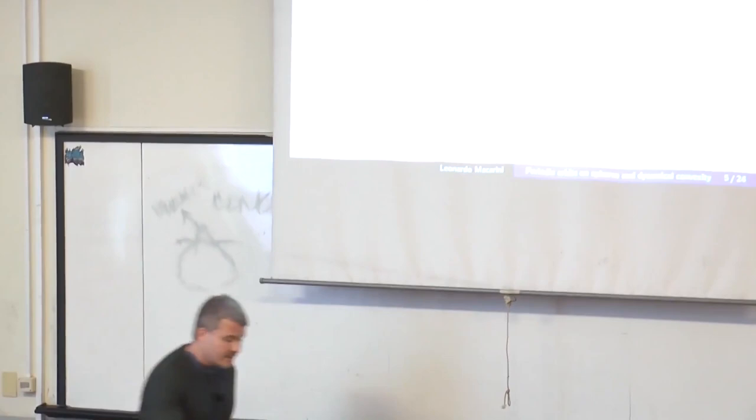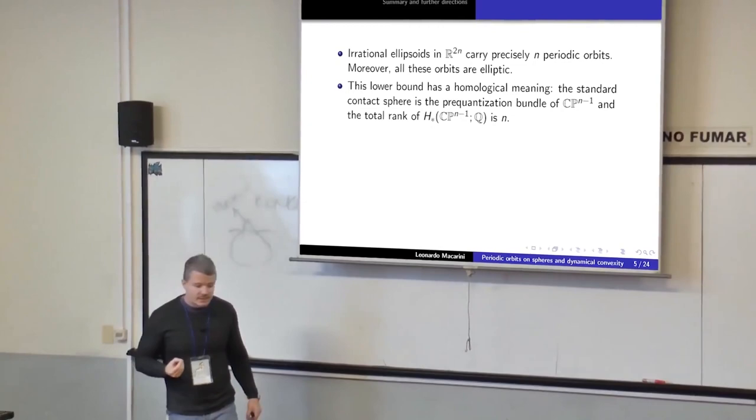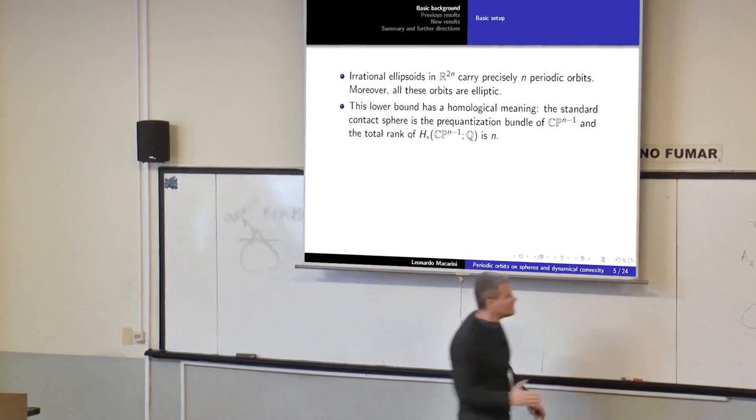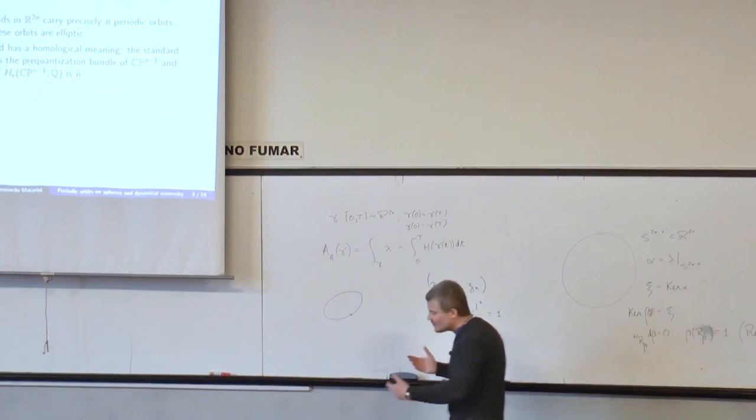Of course you can ask why. If they are rationally dependent, then you have infinitely many. For instance, in the case of the round sphere, all the orbits are closed. But in general, when they are rationally dependent, you have infinitely many.